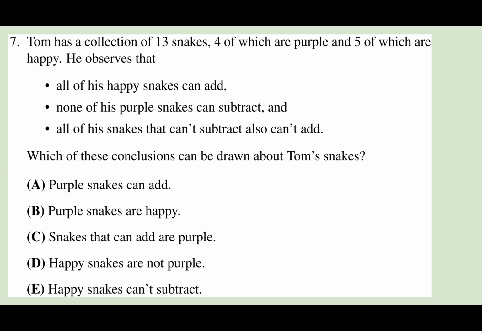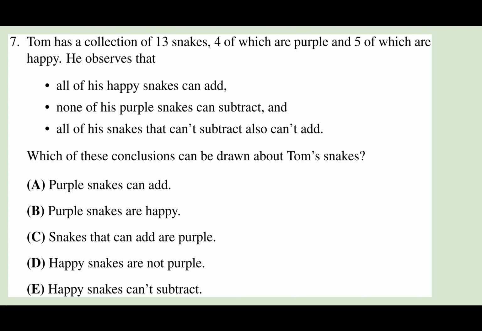None of his purple snakes can subtract. So if a snake is purple, it cannot subtract. But that doesn't imply that any snake that can't subtract must be purple. That's not the same thing. And then the third thing says all of his snakes that can't subtract also can't add.